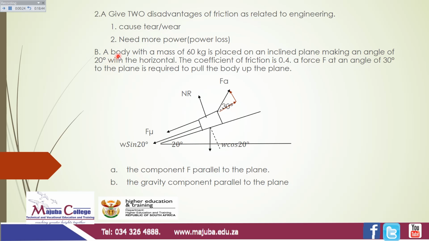B, you've got a body with a mass of 60 kg that is placed on an inclined plane, making an angle of 20 with the horizontal. And again, you are given the coefficient of friction, that is 0.4. And the force F at an angle of 30 to the plane is required to pull the body up the incline. Remember, we were pushing this object up the incline, but now we're pulling it up the incline.